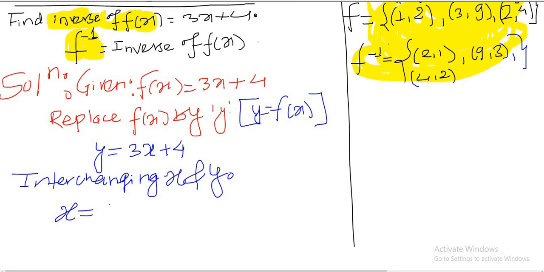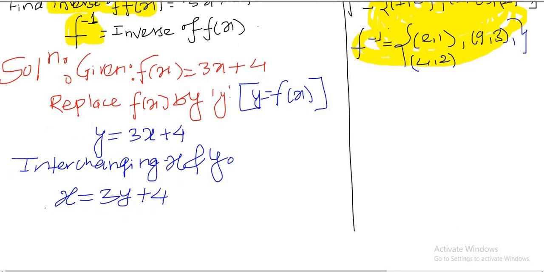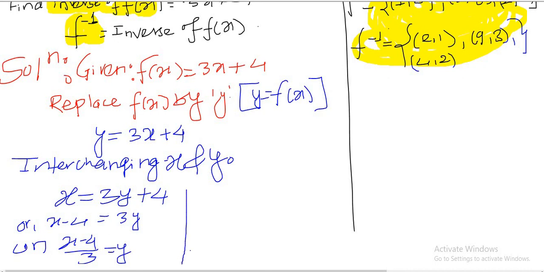So what should be there? x equals 3y plus 4. But in a function we always need the value of y, so we solve for y. x minus 4 equals 3y first, and then in the next step, x minus 4 divided by 3 equals y.